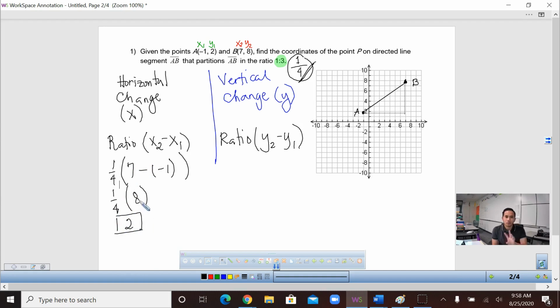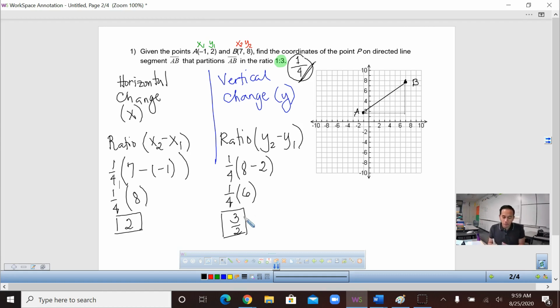Okay, we're just only doing the first step of partitioning, right? And then the vertical change would be the given ratio, which is 1/4, and then y2 is 8 minus your y1 is 2. That is 1/4 of 6, and then it will give me 3/2. That is the horizontal change and the vertical change.